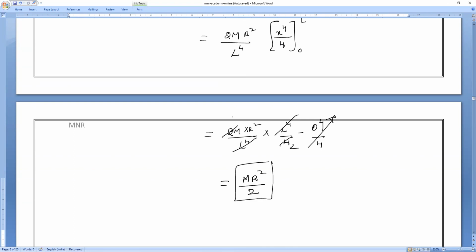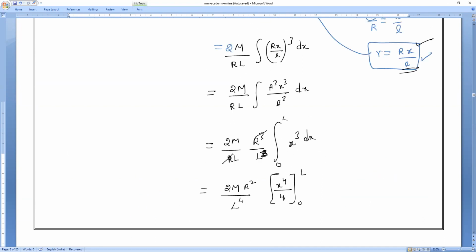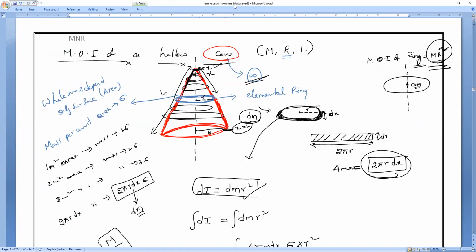So MR square by 2 is the moment of inertia of something which we already studied. Anybody? Moment of inertia of something. MR square by 2 is the moment of inertia of a what? Disc. That is only the hollow cone formula. So anybody having doubt, you can ask me. So this is the moment of inertia of a hollow cone. Understand? So please solve. Nothing is there.